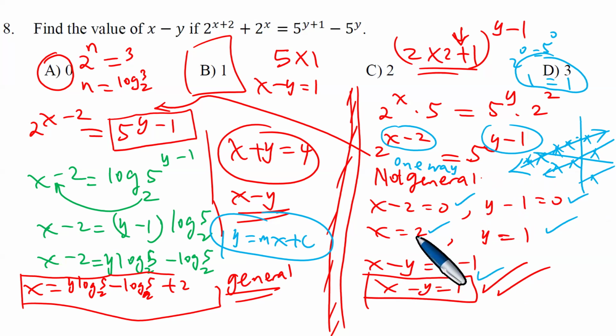We got x equals 2, y equals 1, because x minus 2 is 0, x equals 2, y minus 1 is 0, y equals 1. And then we have x minus y: 2 minus 1. What is 2 minus 1? It's 1. So x minus y is 1. And then the answer is B.